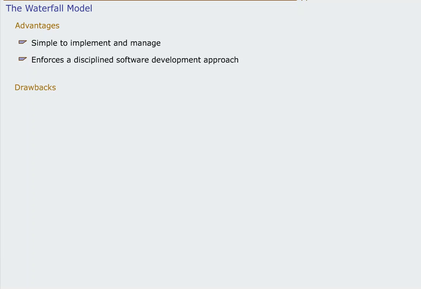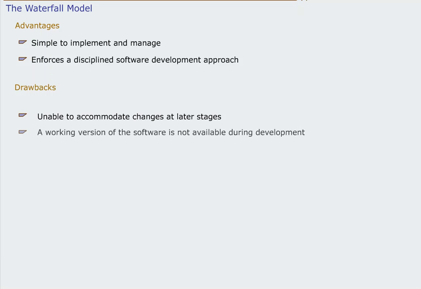Mostly customers can't state the problem clearly at the beginning of the project, but as the project evolves, they feel certain changes in the system. Waterfall model is unable to accommodate changes at later stages. A working version of the software will not be available until late in the project time span. This can lead to the development of software with a major mistake.